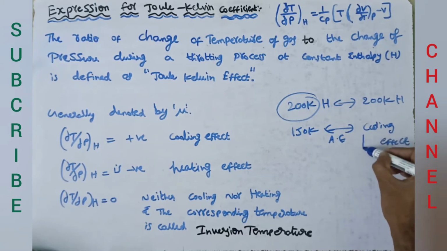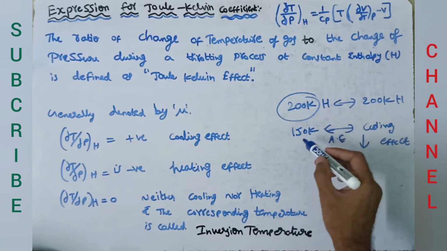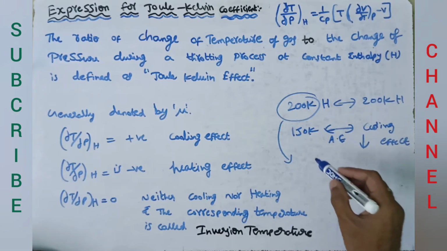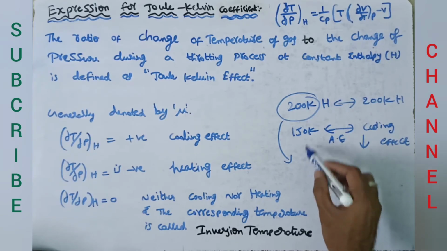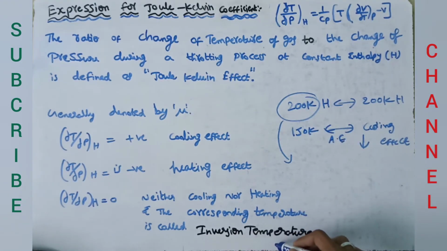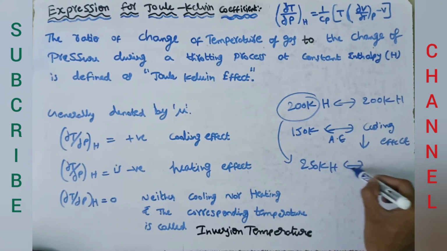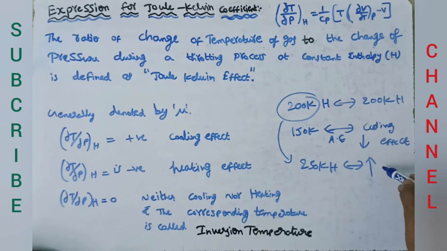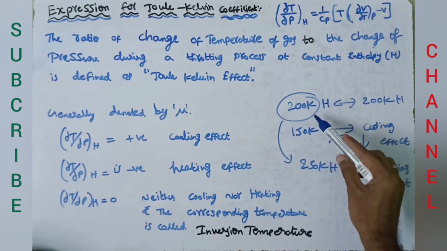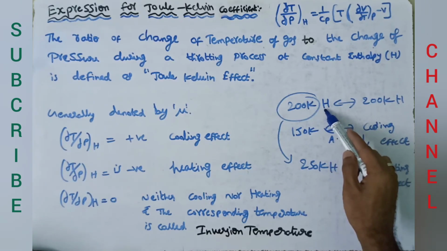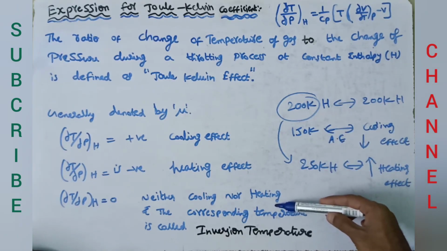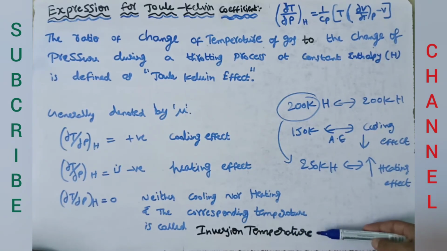Its temperature again decreases. If we make the initial temperature of the hydrogen more than this inversion temperature, which means 250 Kelvin, then here the temperature increases. It is a heating effect. At a particular temperature, 200 Kelvin, there is no heating and no cooling. That temperature is called the inversion temperature.